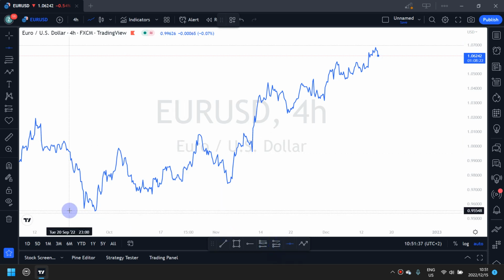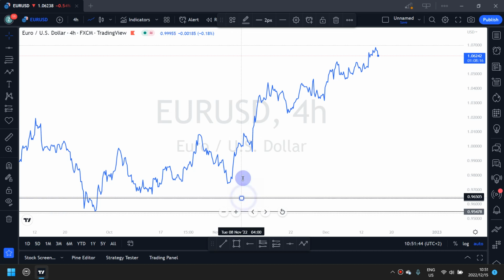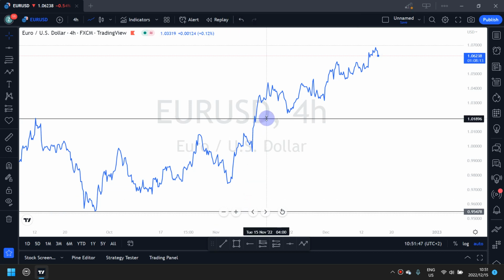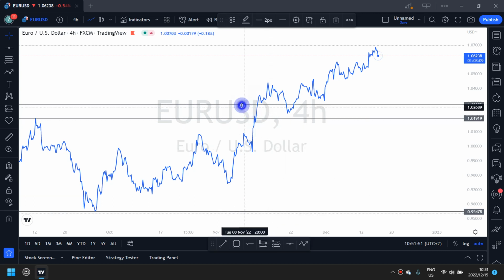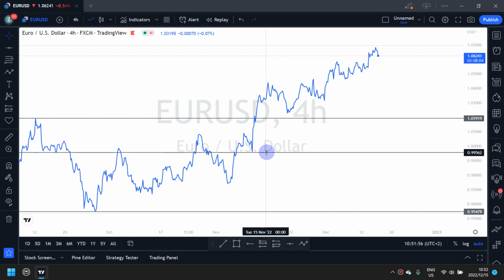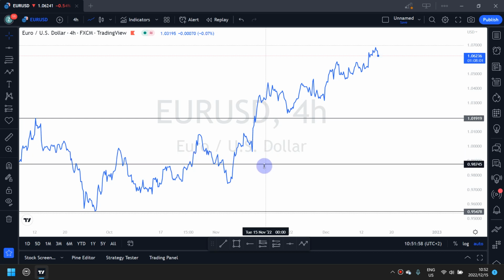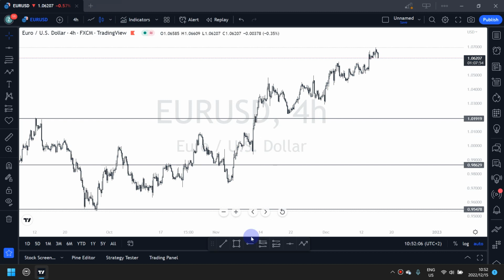Catering for my key levels, now that I'm on the line graph of the Euro USD pair, I think I would have three key levels on this pair. This is my last key level, yes. So I have three key levels. Switching back to candlesticks to identify now the overall direction of the market.